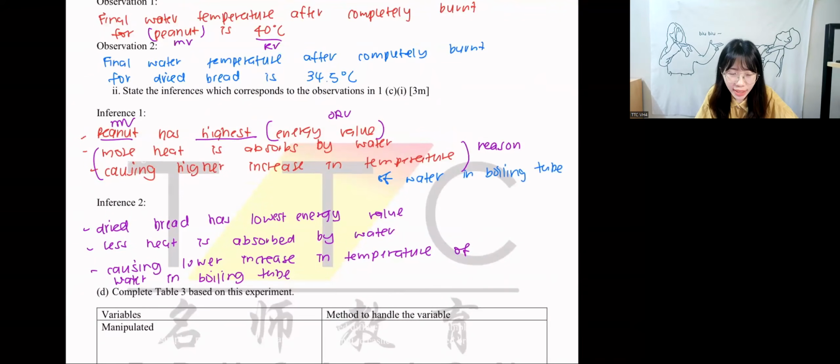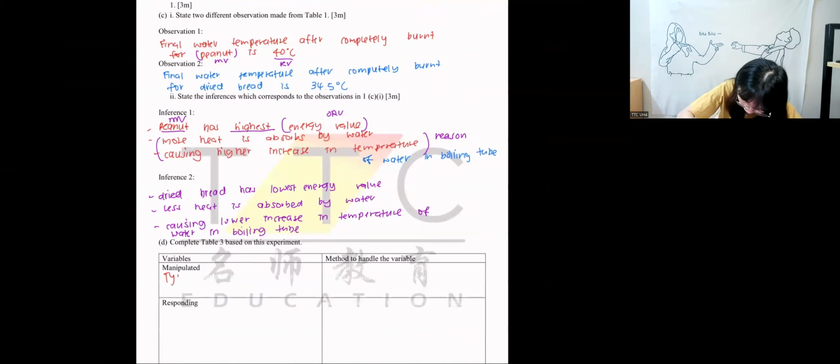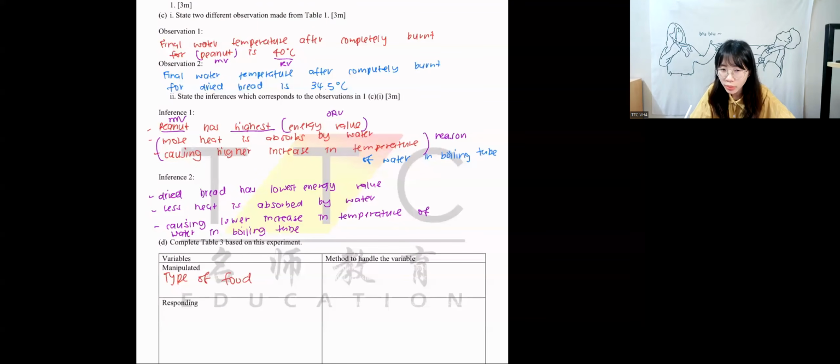Okay, now let's look at the variables. We have MV, RV, and CV with method to handle. So we know that the manipulated variable, you can try to fill in by yourself, is type of food. Can you tell me what is the keyword to use to write type of food? What is the word that you have to write for method to handle for MV?